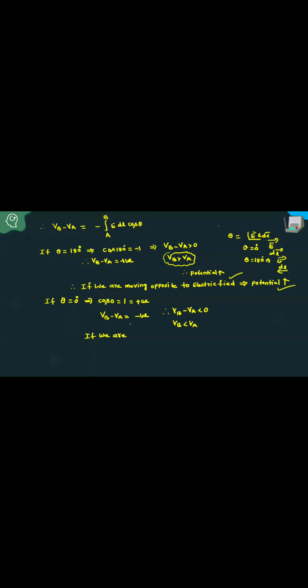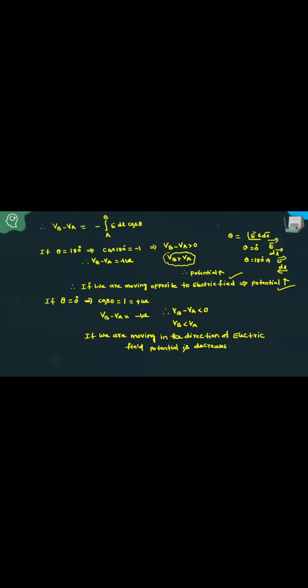If you are moving in the direction of the electric field, what happens to the potential? The potential decreases. If you are moving opposite to the electric field, the potential increases. If you are moving in the direction of the electric field, the potential decreases.